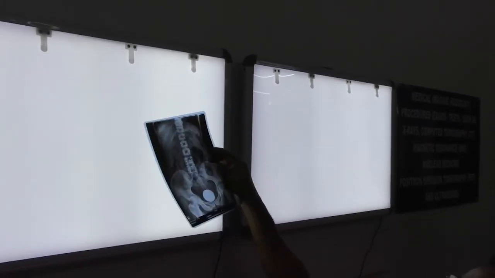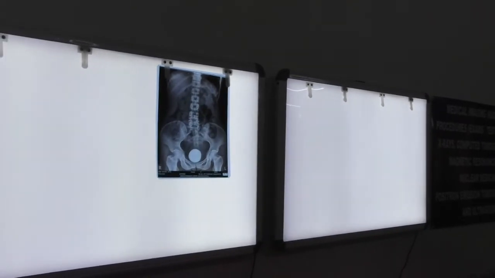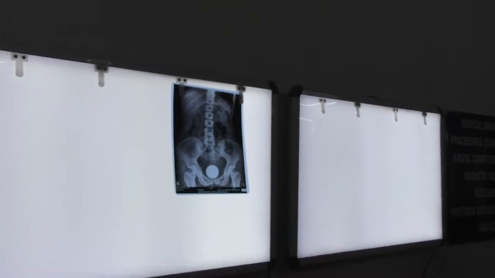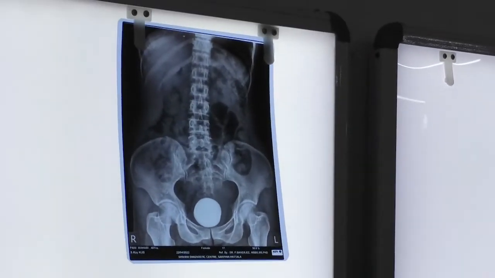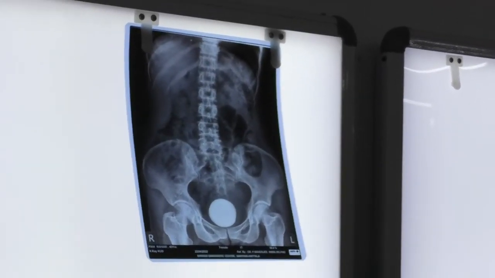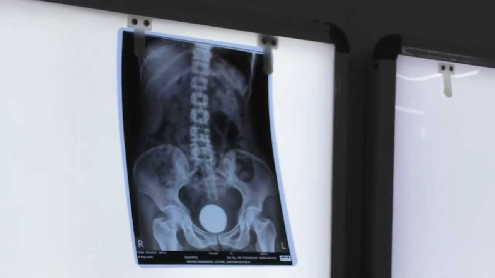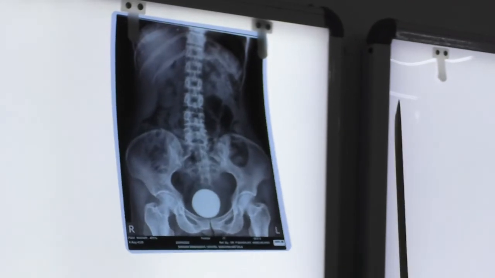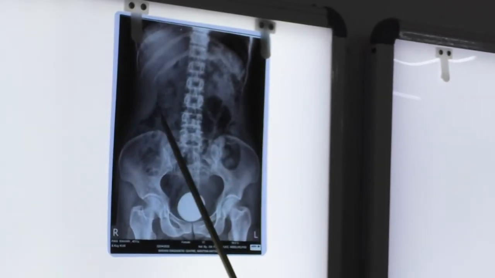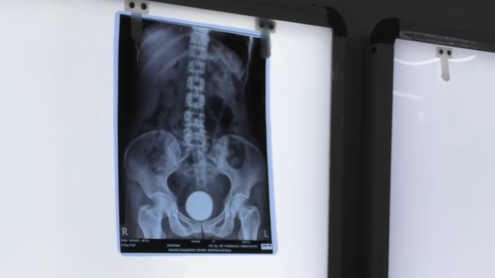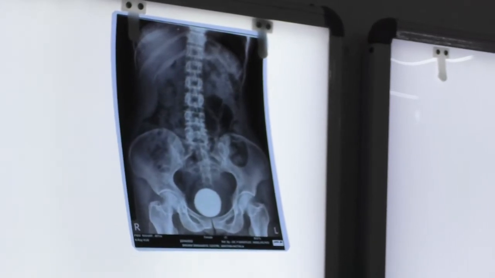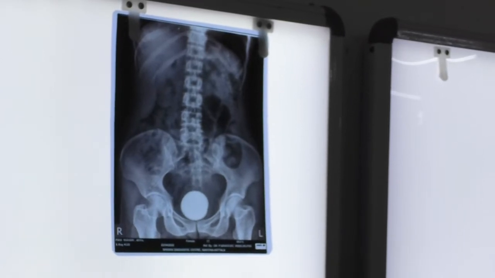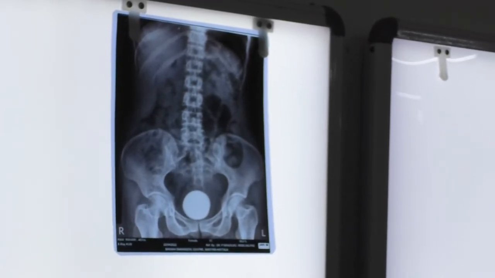Whether a stone is radio-opaque or radiolucent, any stone. This is the straight X-ray of the abdomen. That is also called the straight X-ray showing the KUB, that means kidney, ureter and bladder.